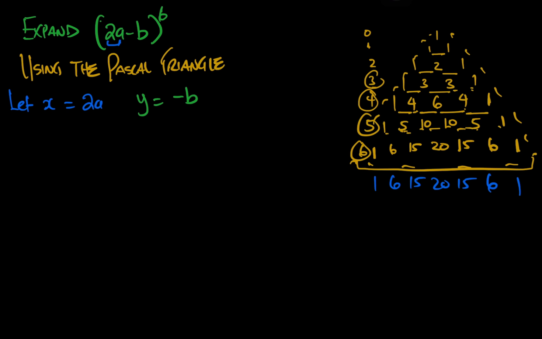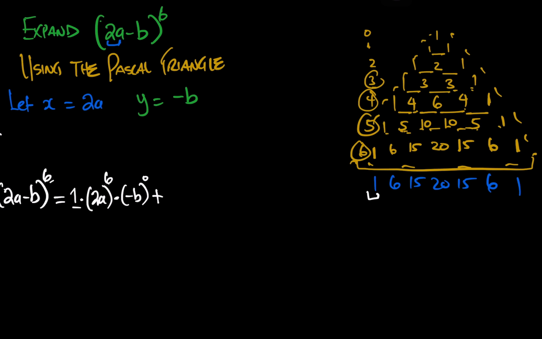All right. So we know that when we have 2a minus b to the power 6, let me do it right here so that everything will be uniform. So bear with me. We have 2a minus b to the power 6. And our first coefficient is 1. So we're going to show our 1 here. It's going to multiply our x, which is 2a, to the power of the highest degree, which is 6. And it's also going to multiply our y, which is negative b, to the power 0, like this.